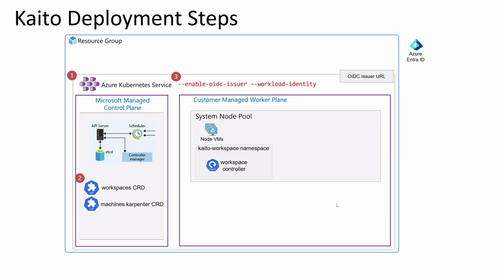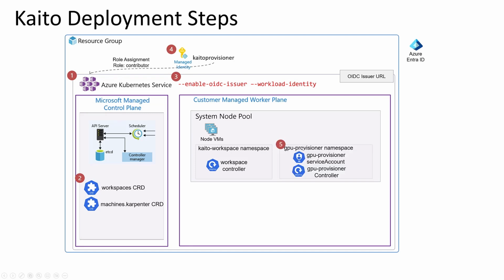So when a Kubernetes service account and pod are configured to use the workload identity, the identity is injected into the pod runtime. And workloads using this account can issue tokens that can be validated via the OIDC issuer. So next, what we want to have is the managed identity. I called it Kaito provisioner, and give it a role assignment of role contributor onto the scope of the Kubernetes service. We have to deploy the GPU provisioner.